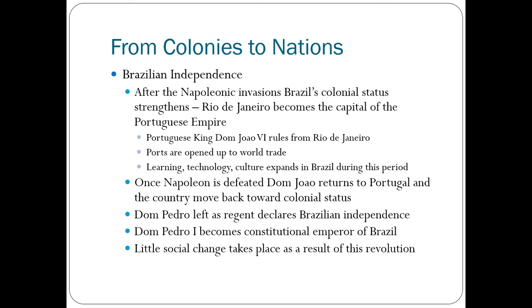Dom Pedro will rule as regent for a few years, and then he will declare Brazilian independence and become what is known as the constitutional emperor of Brazil. Meaning, he is the emperor, he is an autocrat, but there is a constitution to limit or at least delineate what his powers are and what he's responsible for. Overall, however, little social change takes place as a result of this revolution. The Creoles take control, just like they did in Spanish South America. The mestizo and mulatto classes stay largely intact. Slavery will stay intact, at least for a little while longer as well.